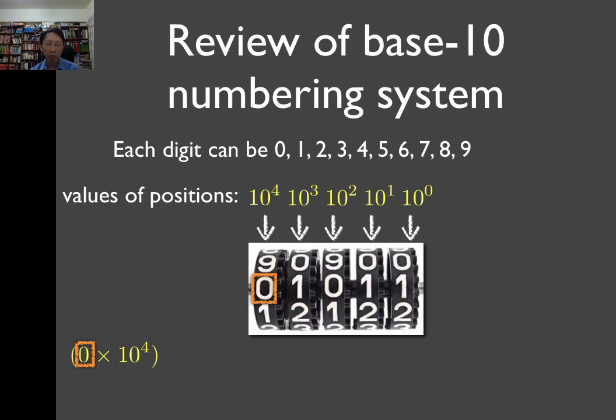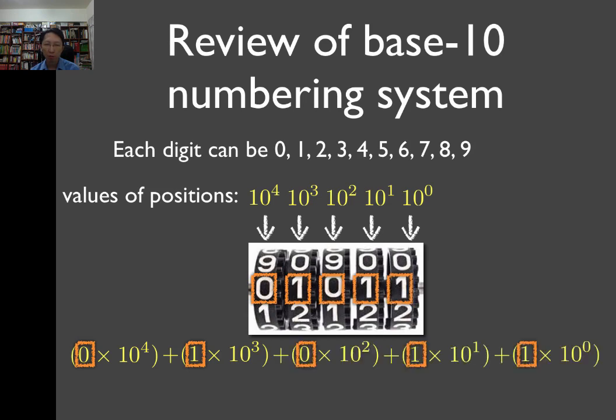So the leftmost digit is 0. So we do the 0 times 10 to the 4th power. The digit to the right is 1 times 10 to the 3rd. And keep doing this until we reach the rightmost digit. It's 1 times 10 to the 0th power. And when we do the addition, we got 1011.